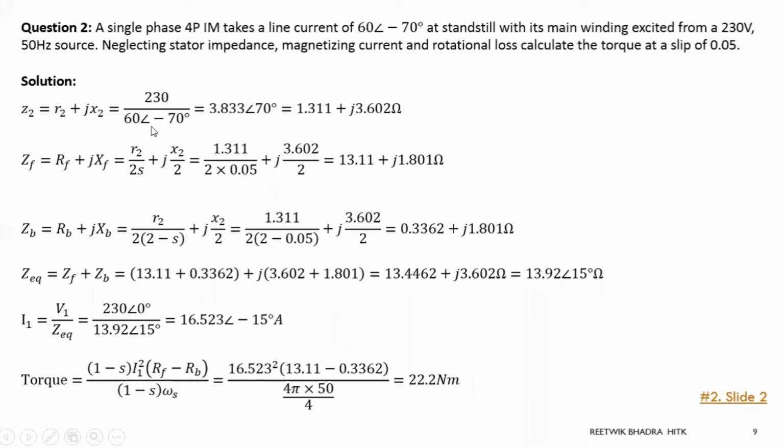Okay. So 230 by 60 at an angle of minus 70 gives you 3.833 at an angle of 70, and that can be converted into polar form. I'm not going into detail about this. Now ZF is equal to RF plus JXF.